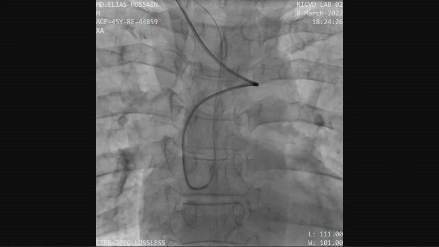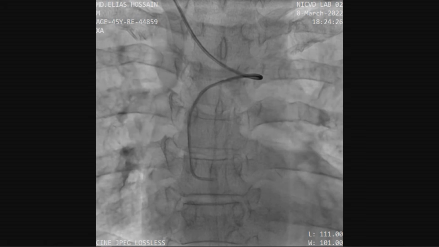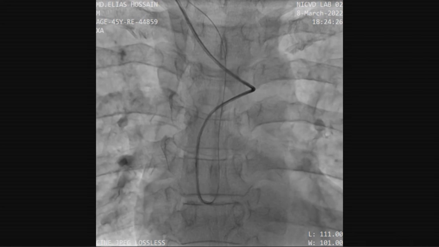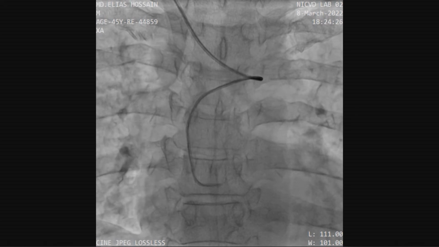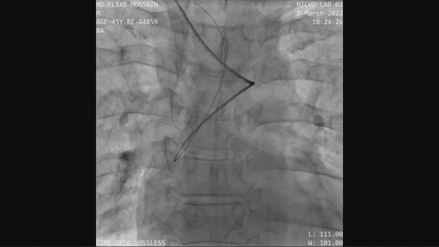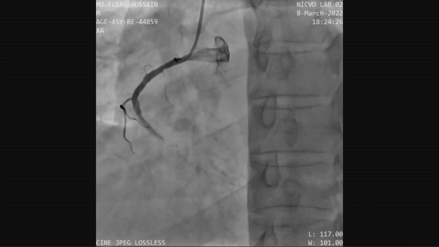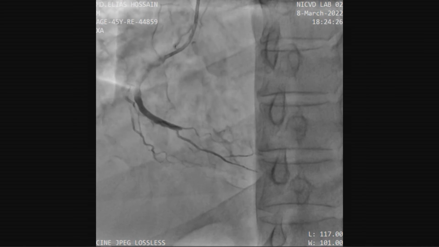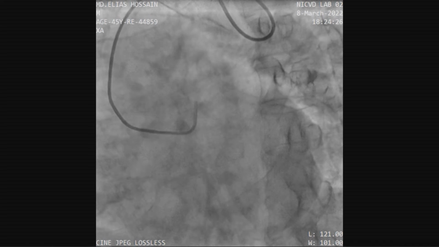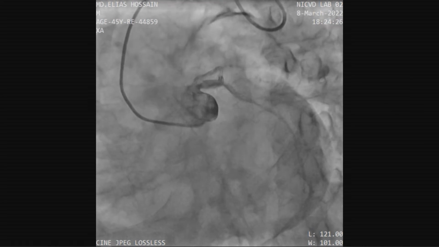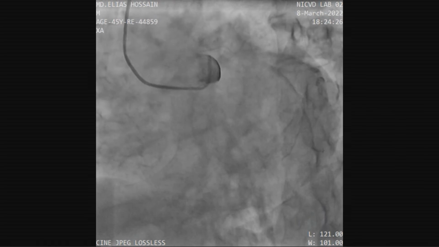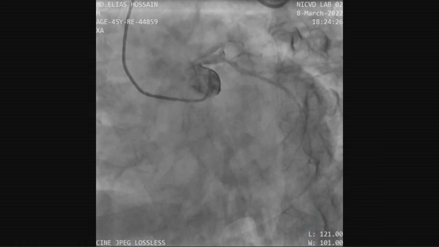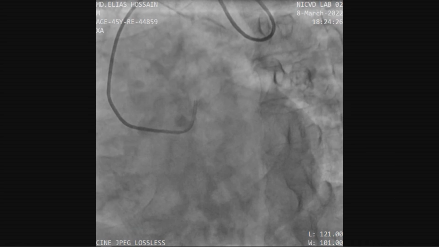You see the loop is there. So we first have to cannulate. We had difficulties to cannulate the left system due to this loop. And we did angiogram of the right coronary. There is a distally 100% occluded RCA. And we faced difficulties to cannulate the coronary artery, left system, as you see.